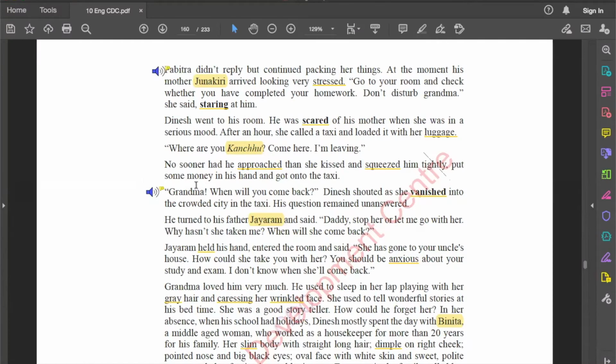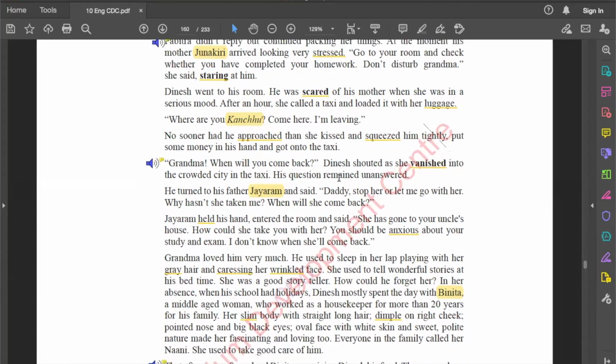Grandma was loving that child and she was leaving, and there is a pain in her heart to leave him. So in this situation, to express her excessive love, she took him, kissed, and squeezed in her arms. She put some money in his hand and got onto the taxi.